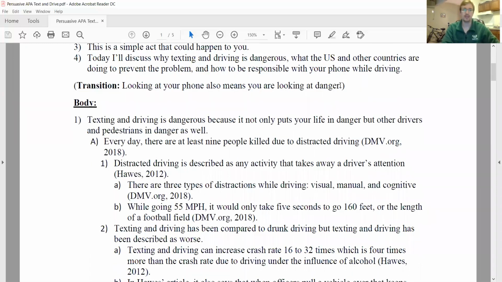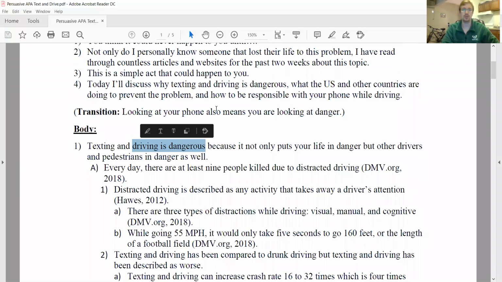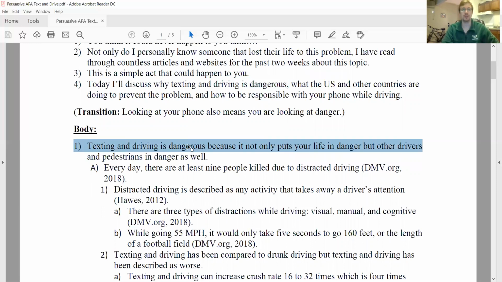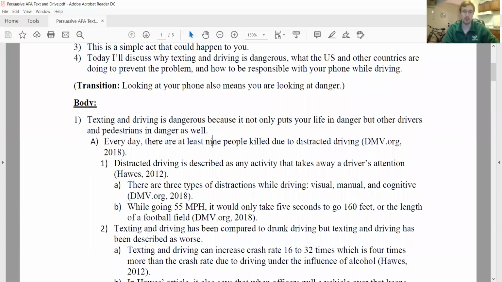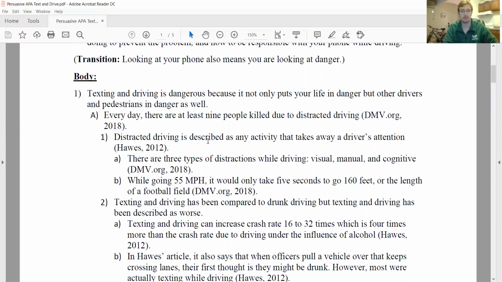Make sure we move toward the transition. Clearly looking at your phone, looking at danger, and then talking about dangerous. It uses those same words. Notice here in this main point one, she uses the word dangerous, and then in main point one of the body, she uses the word dangerous. It's important to use those same words. Remember our favorite phrase: tell them what you're going to tell them, tell them, tell them what you told them. Got to use the same words.